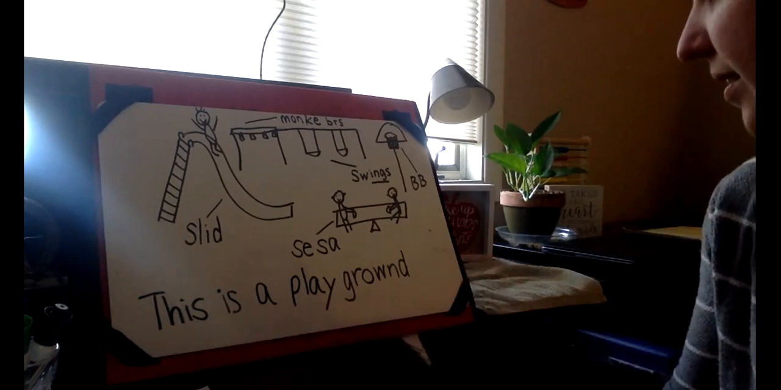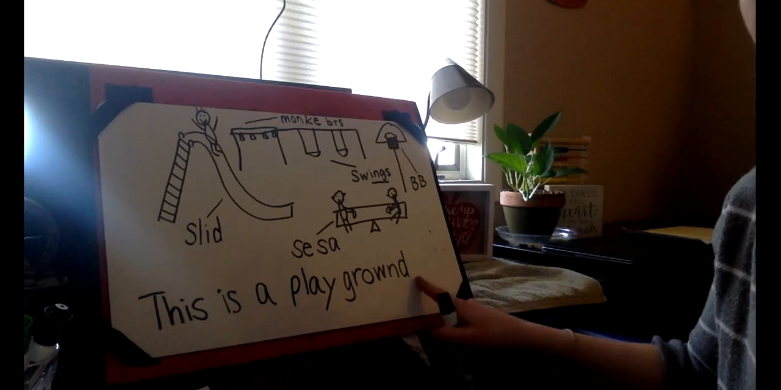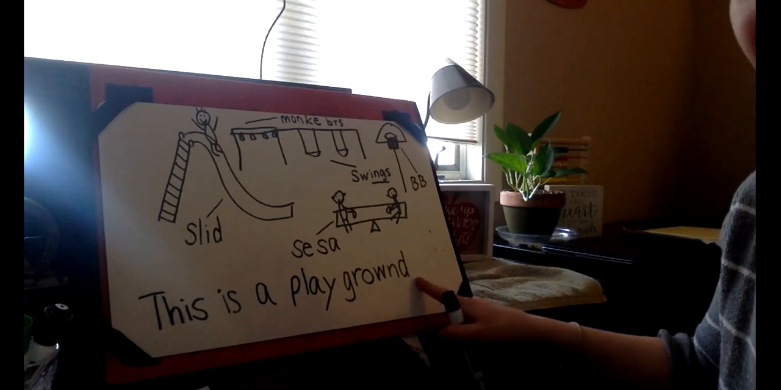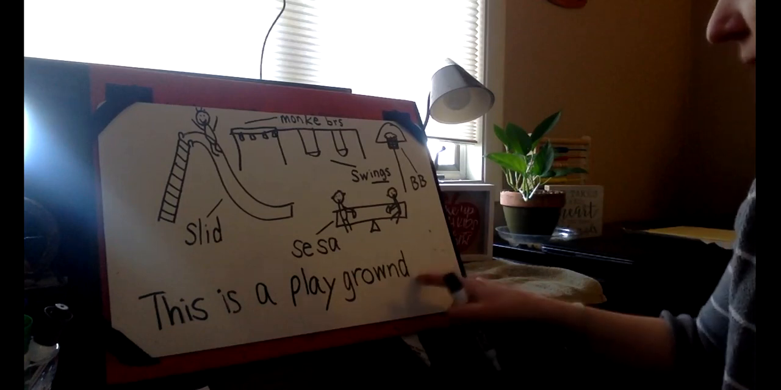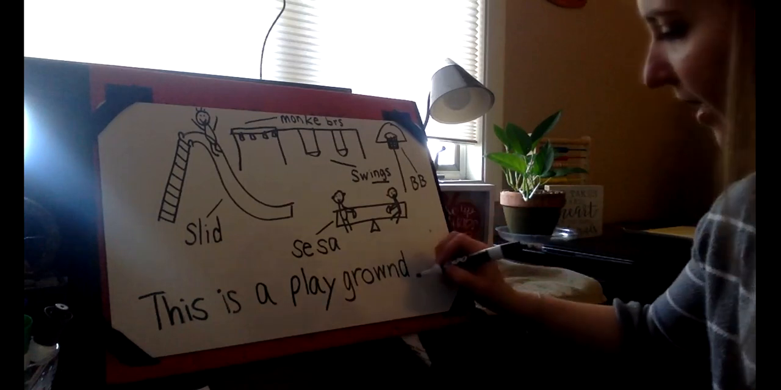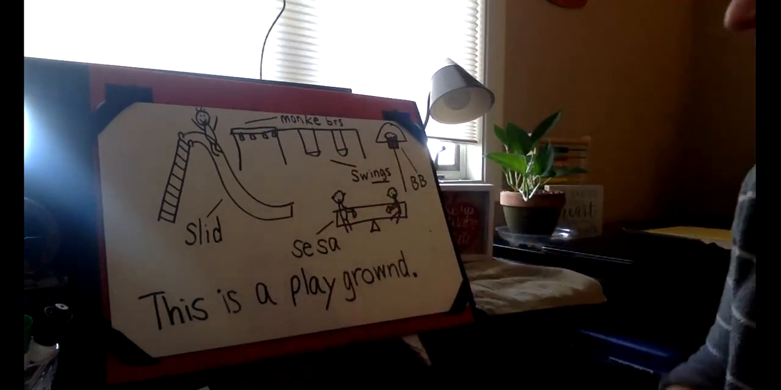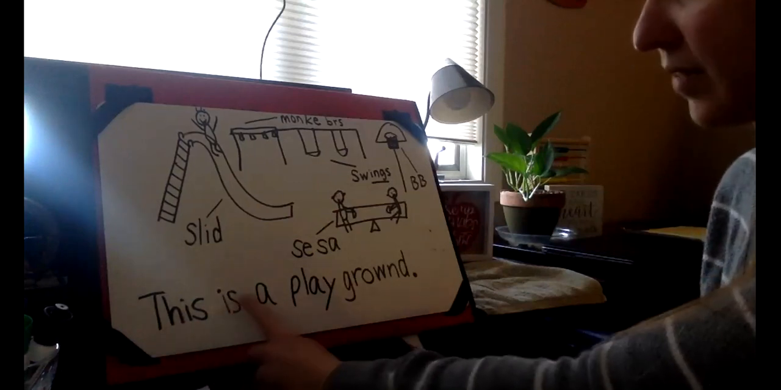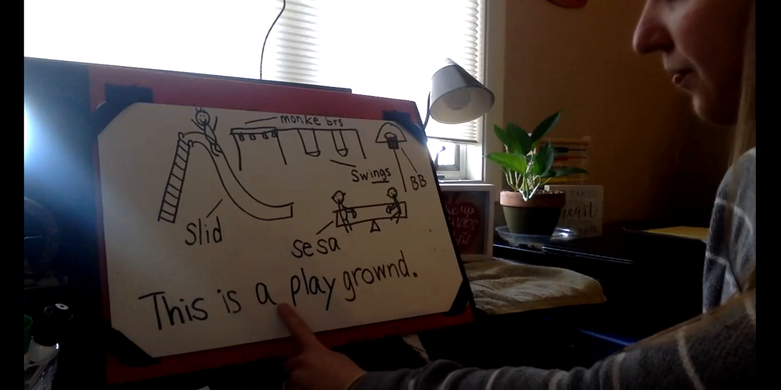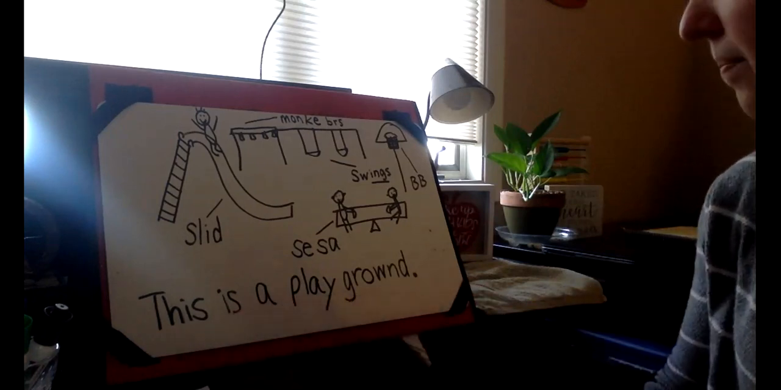I checked my sentence. Is there anything missing? That's right. I need something to say, hey, this sentence is all done. It came to an end. So I have to add a period to say my sentence is complete. I completed my thought. I have a capital letter to start my sentence. My words have spaces between them. And I really paid attention to writing the letters the right way.